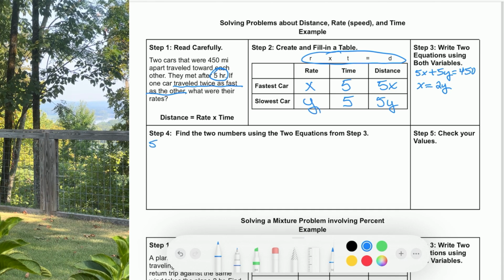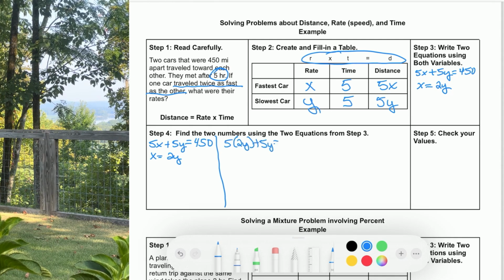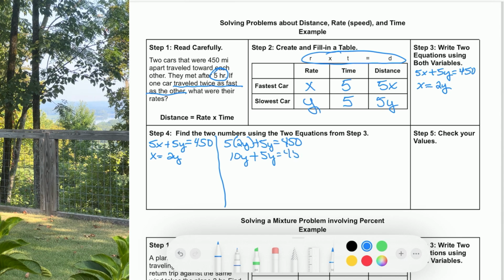Now looking at this, it looks like substitution is going to be the easiest way to go this time because we already have a variable isolated. So that's what I'm going to do. So I'm going to rewrite here and put 2y in for my x. I'm going to say 10y plus 5y equals 450. Combine like terms. I get 15y equals 450. Divide both sides by 15. And I get y equals 30.